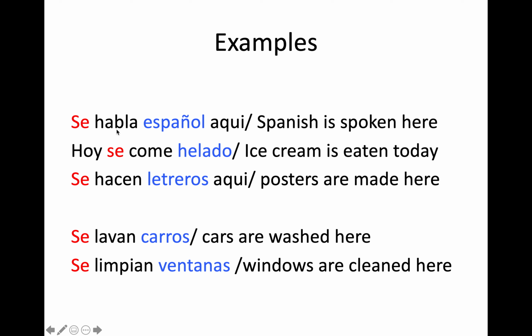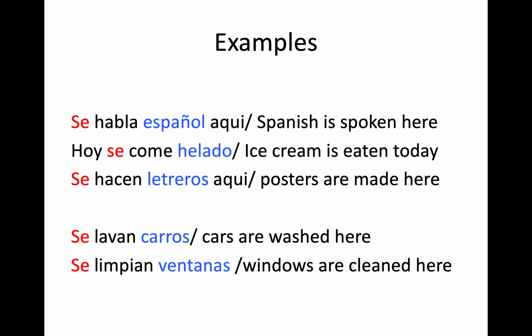So I conjugate hablar for the él form because it's Spanish, is one language. I'm conjugating hacer for the ellos form because it's letreros, it's more than one. Lavan in the ellos form because it's carros, and limpian in the ellos form because it's ventanas. Again, this message is for everybody. It's this way you don't specify for whom this message is going to.